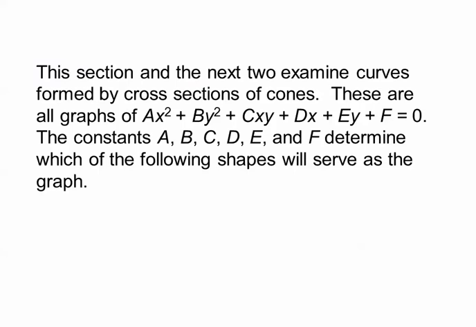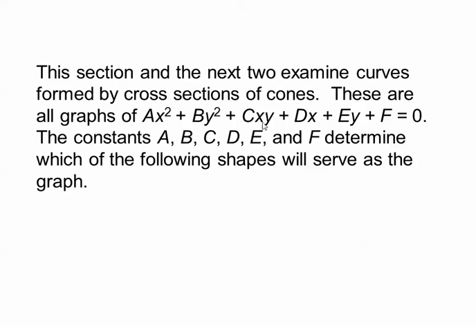So basically, conic sections are curves that are formed by cross sections of cones. If you take a cone and you take a plane and you just slice through it at some angle, then you'll get different kinds of shapes depending on what angle that plane went through. And they all have ax squared plus by squared plus cxy plus dx plus ey plus f equals 0 as their equations. Now, what these constants look like determines which shape it'll be.